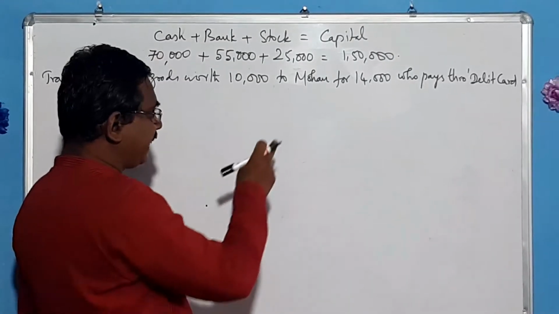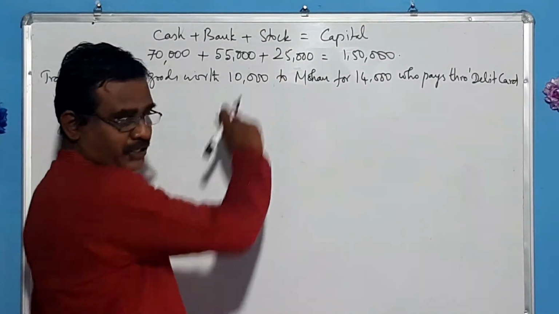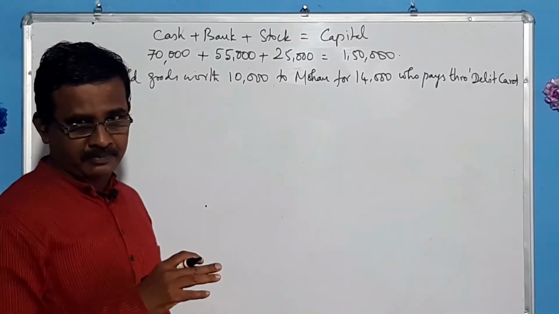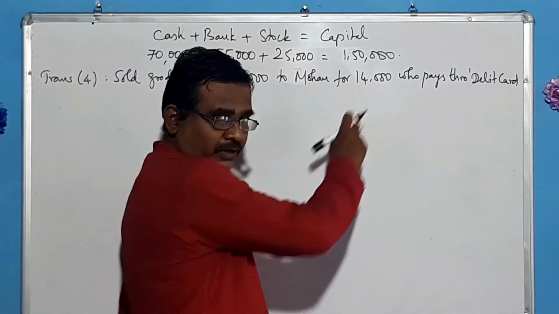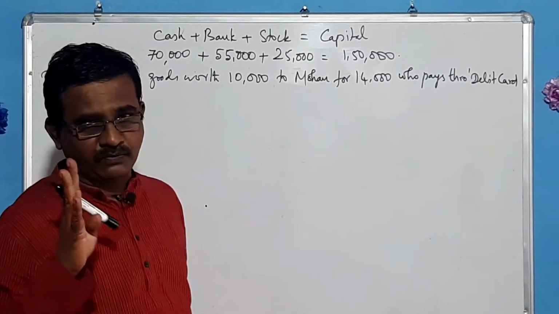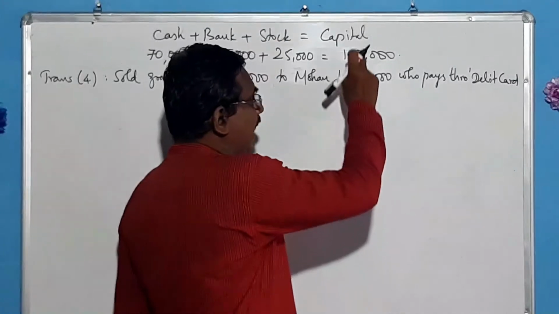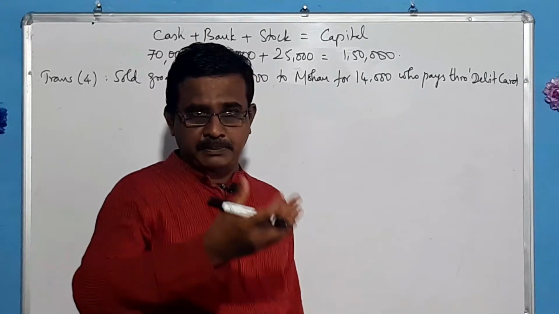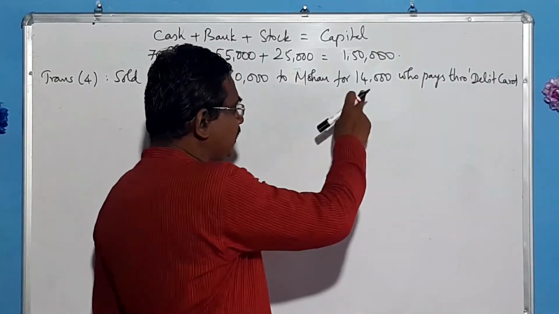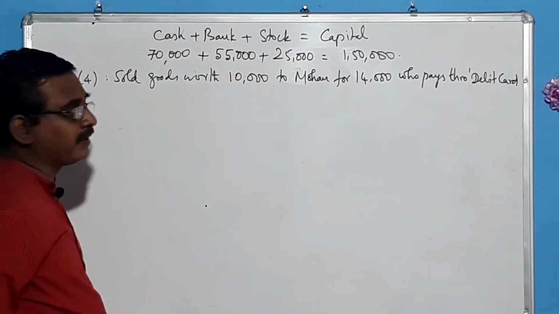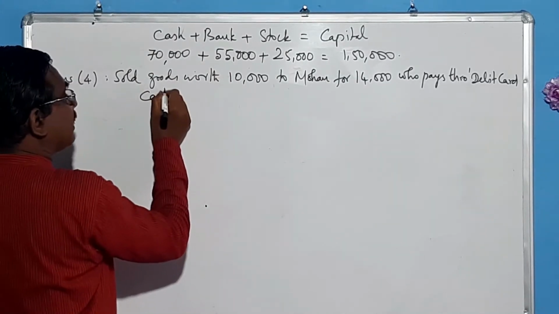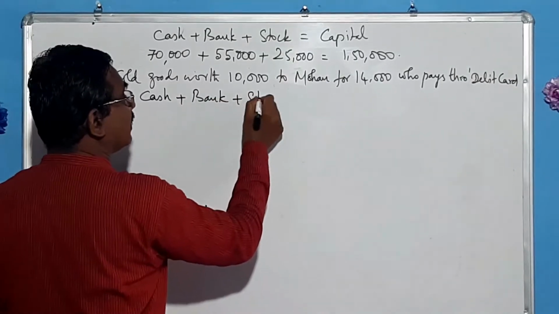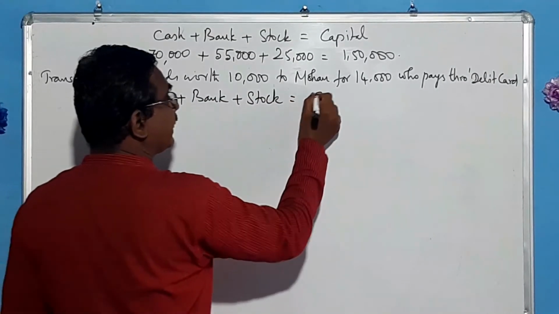Remember, only 10,000 should be subtracted from stock because goods worth rupees 10,000 are taken from the stock and it is sold for 14,000. So there is a profit of 4,000. That 4,000 should be added to capital, and he has not paid in cash. He has paid through bank. So that 14,000 should be added to bank. So what are the items that come in? Cash plus bank plus stock.